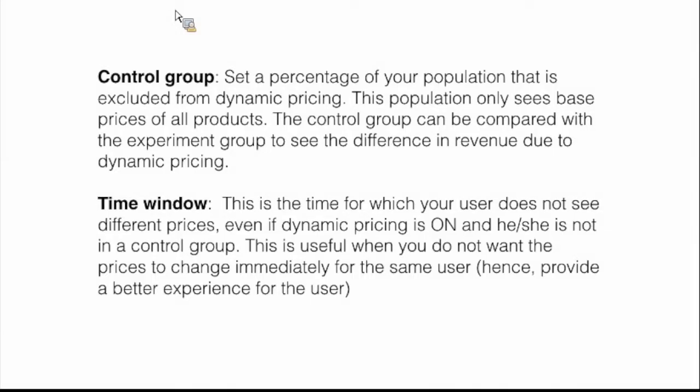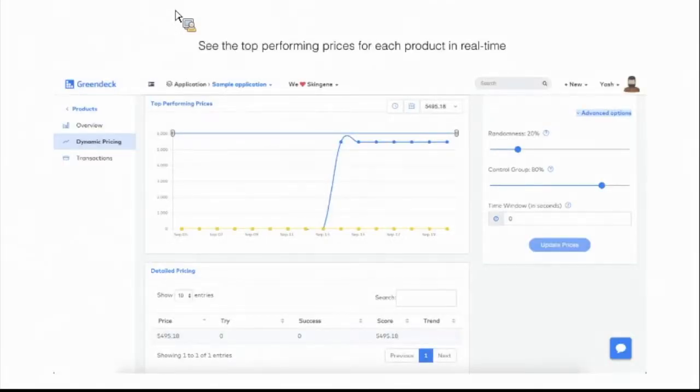You can see the top performing prices for each product in real time. And this rule engine is like the core of the platform, which allows any product team, any pricing team in an e-commerce company to run complex pricing strategies, automate those strategies, see how the strategies are performing, and then change it on a frequency that they feel is best.